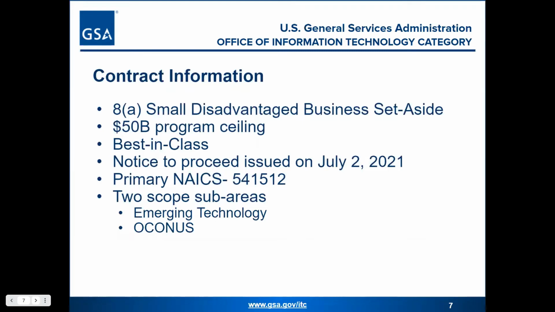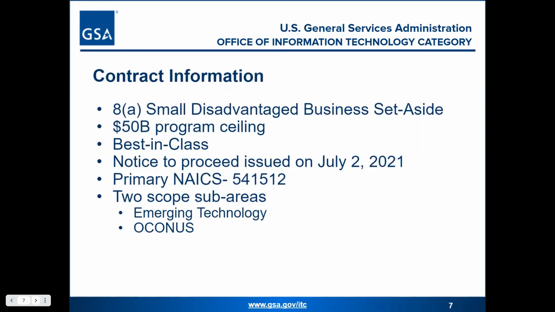Some additional contract information that I mentioned previously is there's a $50 billion program ceiling. So we're at the very beginning of the contract, so we have a lot of ceiling left and time left on this particular GWAC. The notice to proceed was issued on July 2nd, meaning that we are open for business and you can at this time receive task order awards under your contract. The primary NAICS for the 8A STARS 3 GWAC is 541512. It is not limited to just that. So essentially anything that is IT services in nature and predominantly IT services could fall within the 8A STARS 3 GWAC.